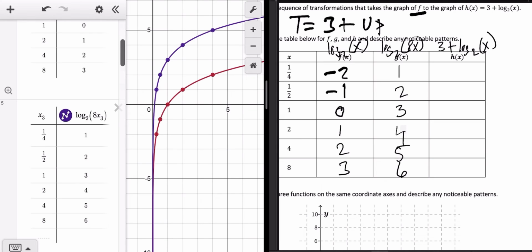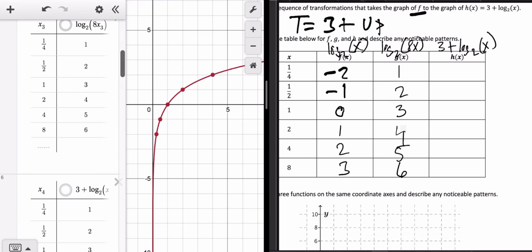Okay. Now I want to get rid of this purple here and scroll down for it. And now I've just got this translation up 3. Well, what's happened? Still have the same thing. So horizontal scaling of 1/8 or a vertical translation up 3 are giving me all the same answers. How is that?